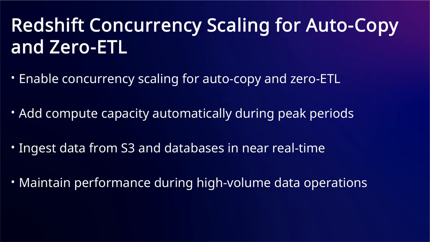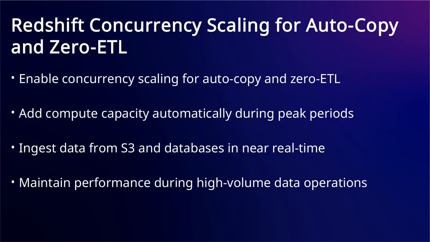High-volume data ingestion can strain your data warehouse during peak periods, causing performance degradation when loading data from S3 or replicating from operational databases. You can now enable concurrency scaling for autocopy and Zero-ETL in Redshift to address this challenge. When you enable concurrency scaling, the system adds compute capacity automatically during peak periods to handle increased read and write queries.